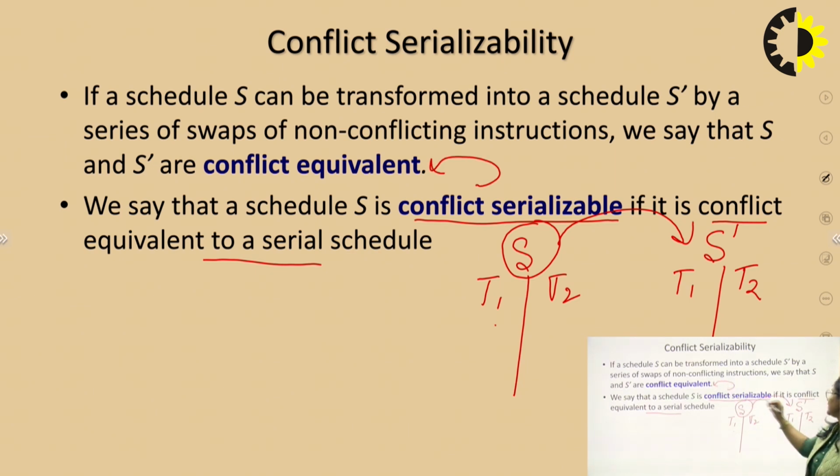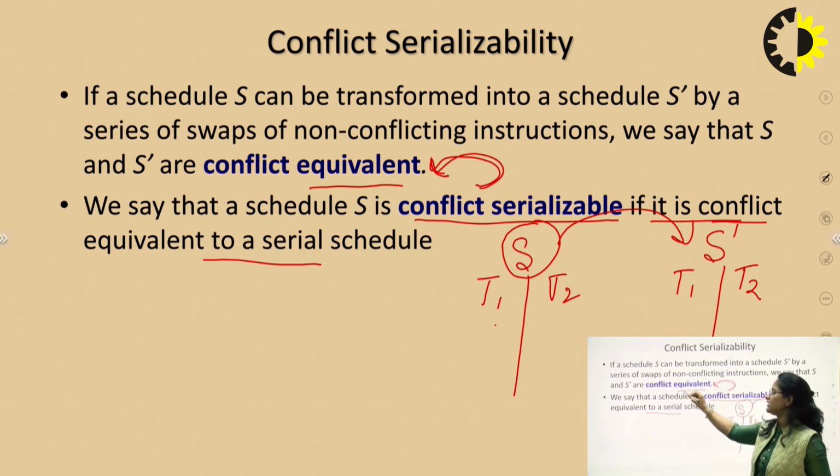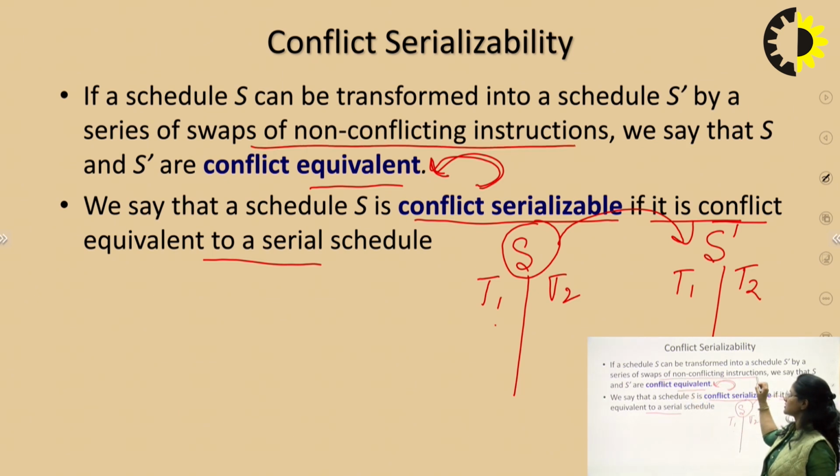Why? Because if a schedule is conflict equivalent to a serial schedule, then only can we say it is conflict serializable. For conflict serializable, we know about conflict equivalence, and for conflict equivalence, it is a series of swaps of non-conflicting instructions. We have already discussed conflicting instructions. Those that are not working on the same data item, and where there is no write in between the two operations, are non-conflicting. So they can be swapped and we can get the conflict equivalent.